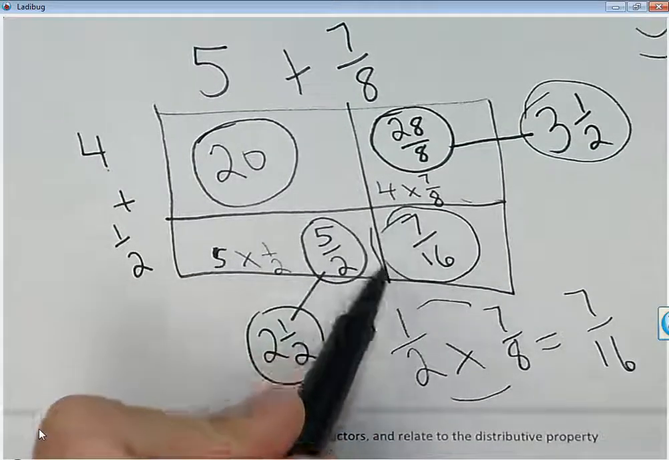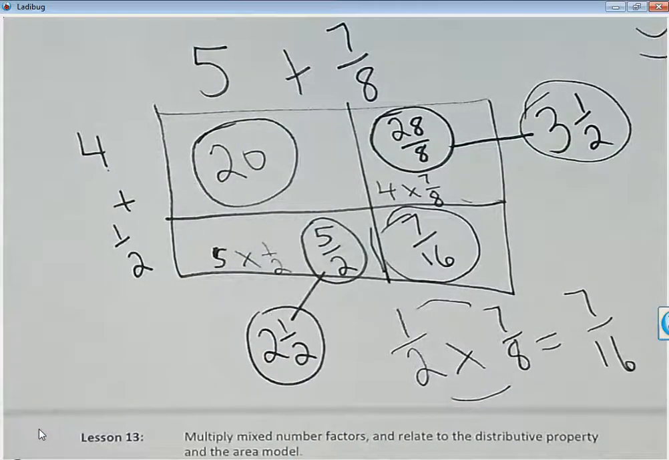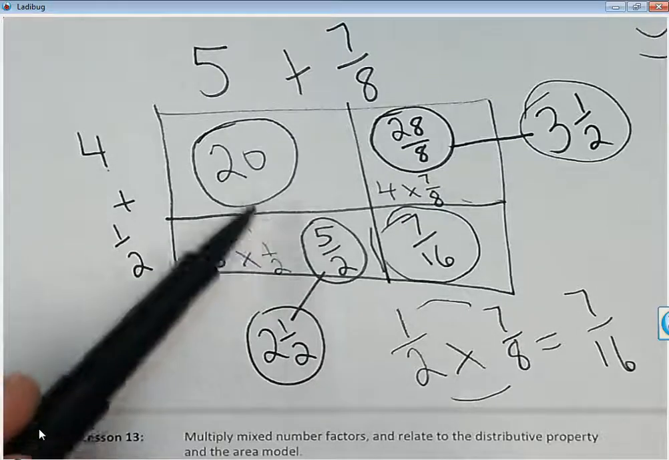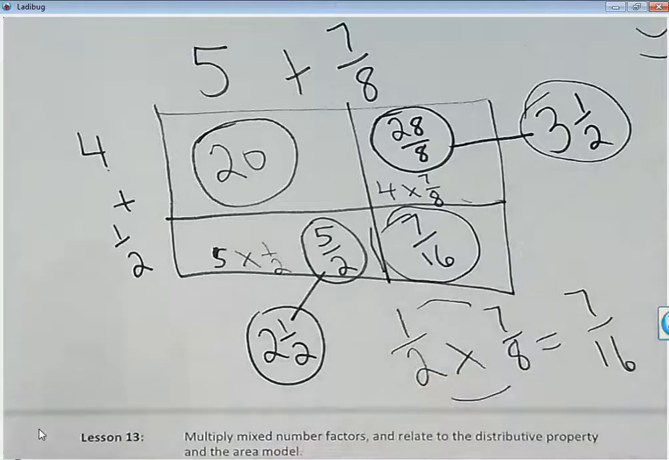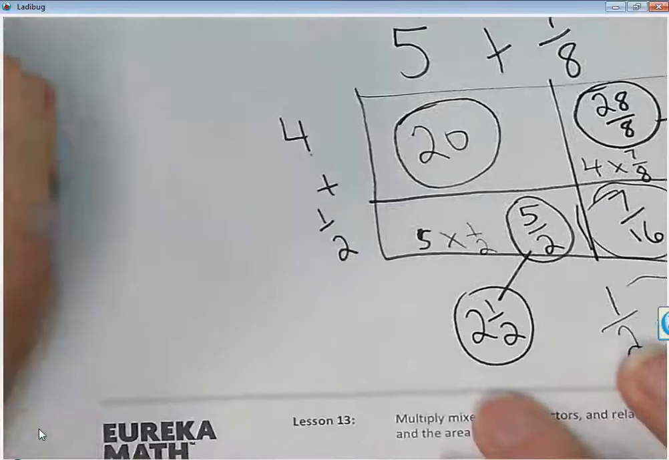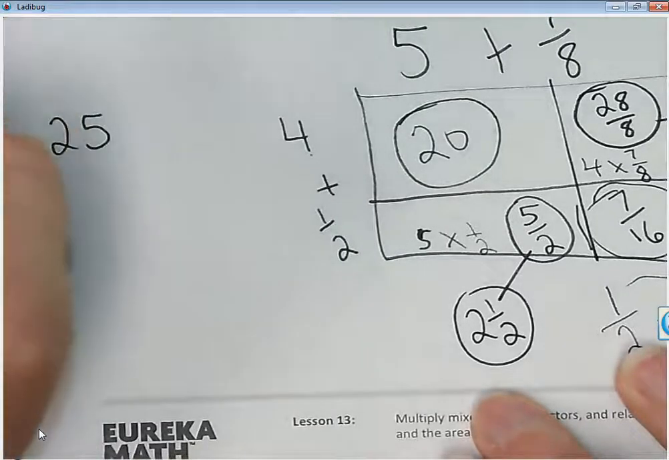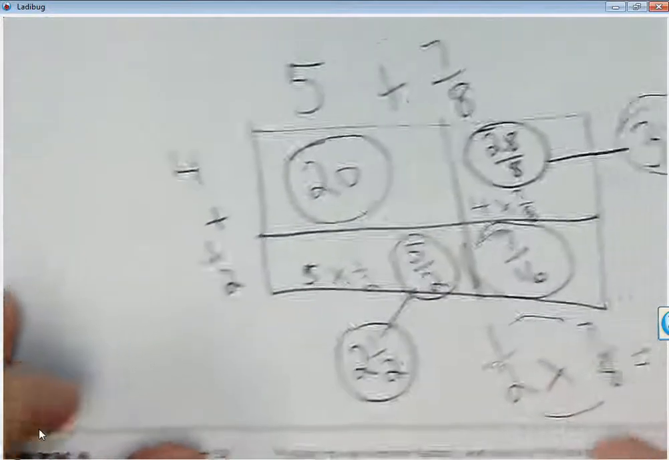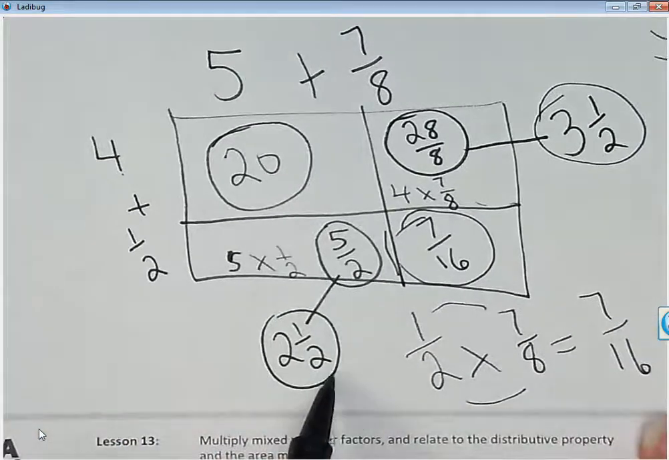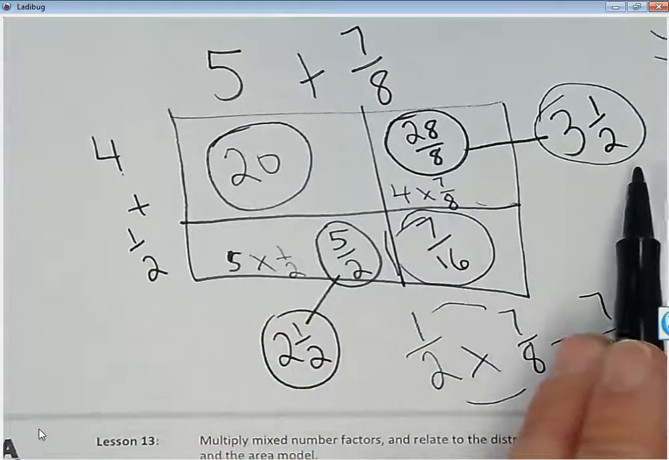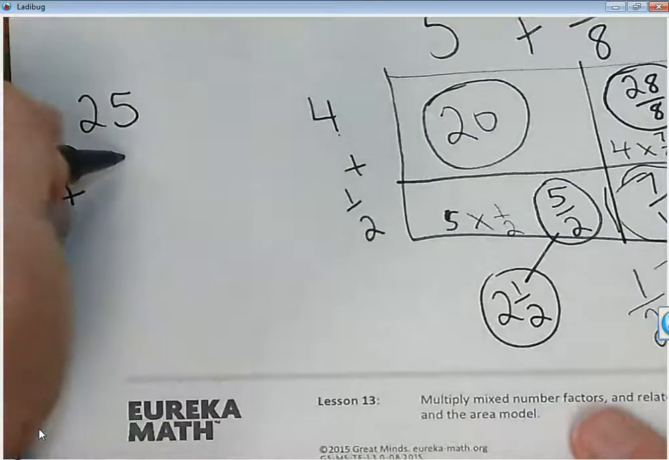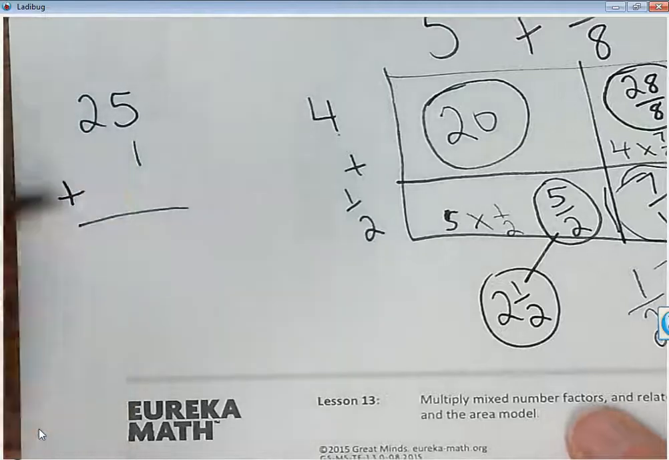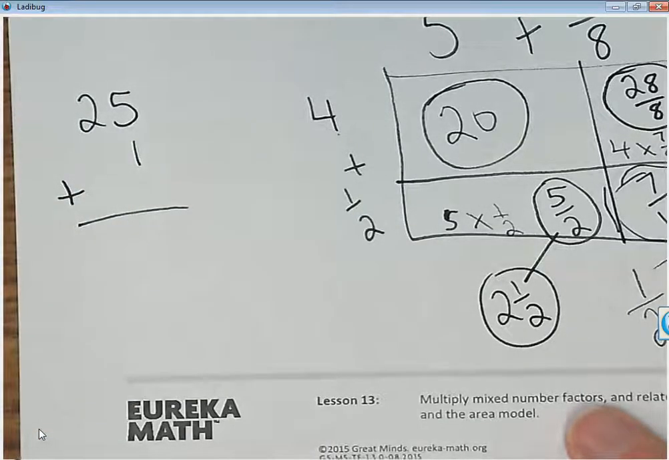Okay, so now we still need to add these up. So what if we added our whole numbers? We have 20 plus 2 plus 3. That'd be 25. And then we have 1/2 plus 1/2. That would be a whole. So this actually made it pretty easy. We didn't even have to change it into 16ths if you realized that 4/8 was a half.